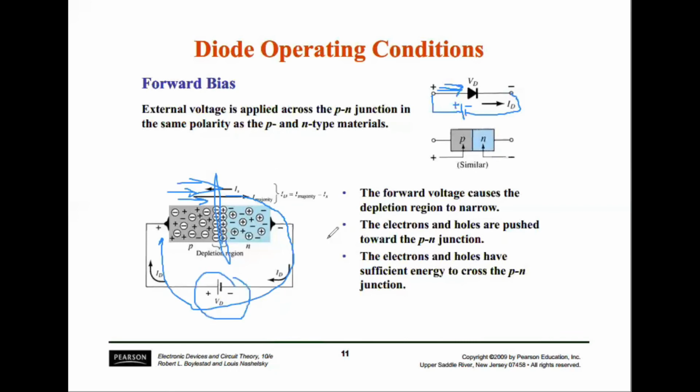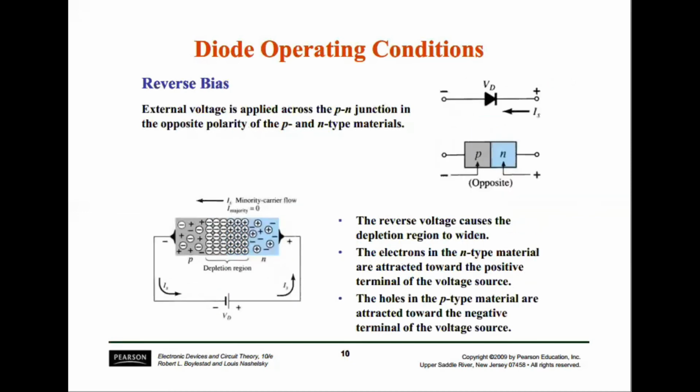Here we have a term which is called the majority carrier. Majority carriers in this scenario are holes or positive charges, because we are applying the positive voltage. So positive carriers are the majority carriers. Okay, there is also another condition which is called reverse biasing.